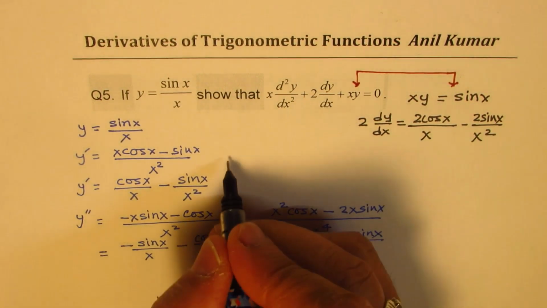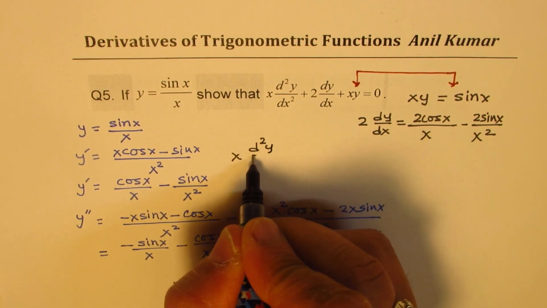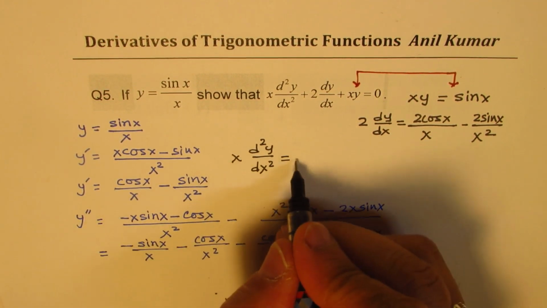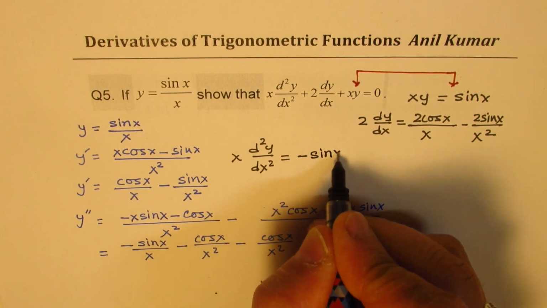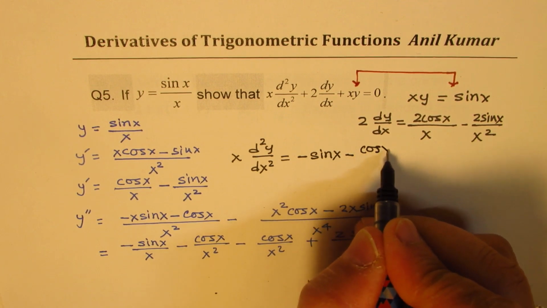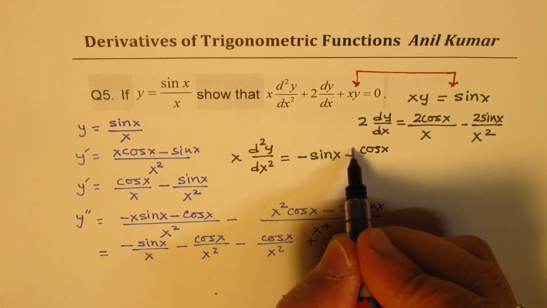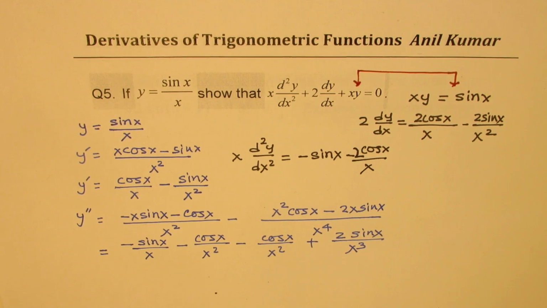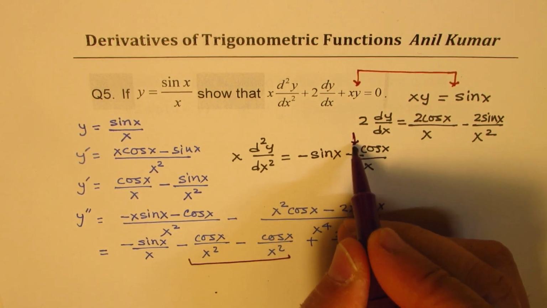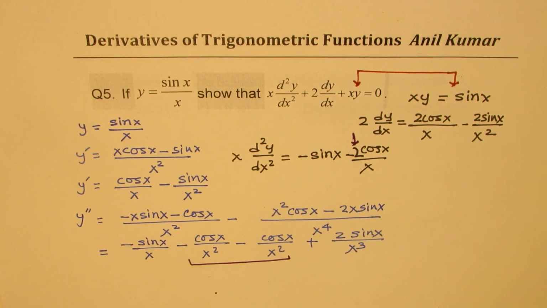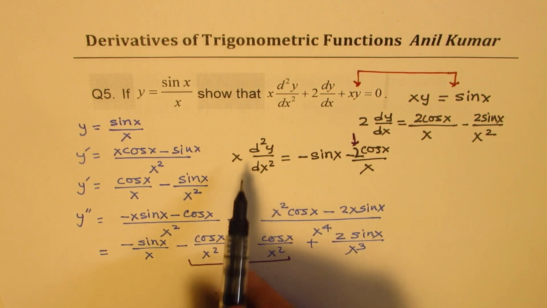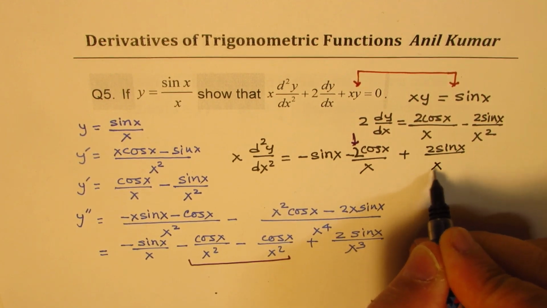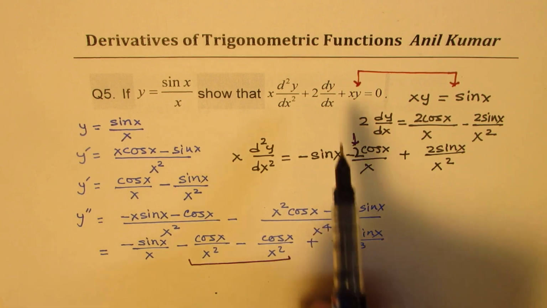We need to find x times d²y over dx squared, correct? So we'll just multiply all this by x. The first term will become minus sin x, correct? The second term will become minus cos x. Now here we have 2 of these, right? So I am writing 2 here over x, since we are adding the 2 terms. Is it okay? Then we have the third term, which is 2 sin x over x cubed. When you multiply by x, we get x squared here. So we get plus 2 sin x over x squared. Perfect.